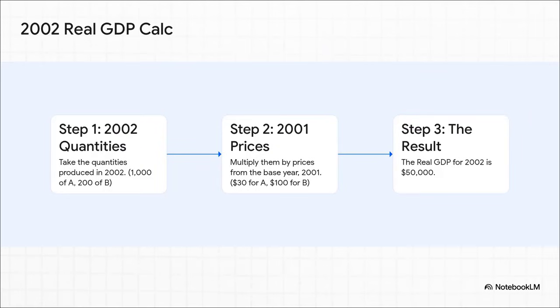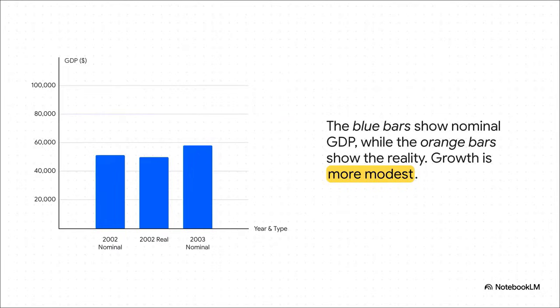So here's the crucial part. To find the real GDP for 2002, we take the quantities from 2002, but we multiply them by the prices from our base year, 2001. We're essentially asking, what would our 2002 production have been worth if prices hadn't changed since 2001? And the answer is $50,000. And there it is. Now we can finally see the full picture. The blue bars, that's the nominal GDP. That's the illusion.